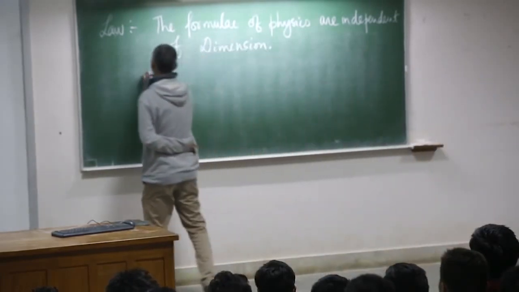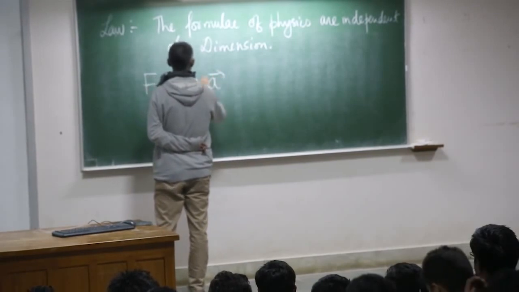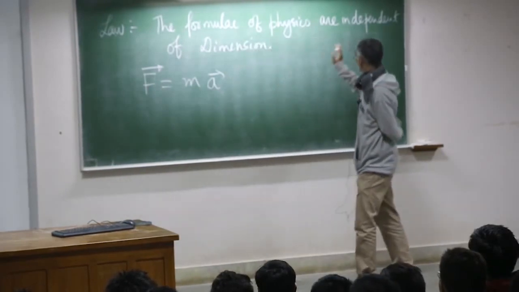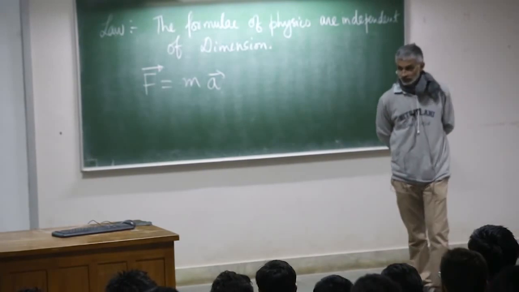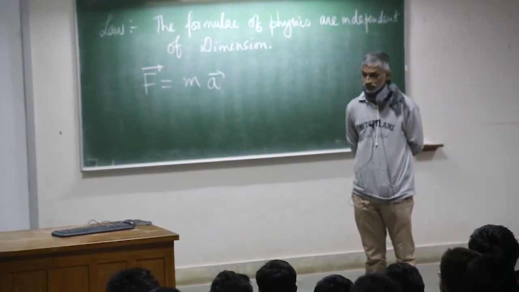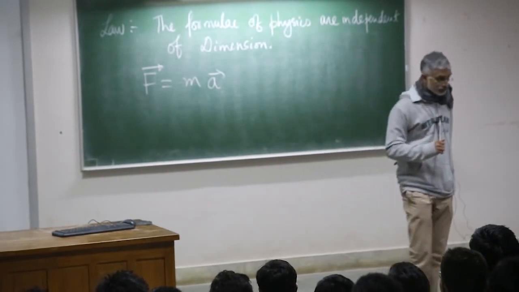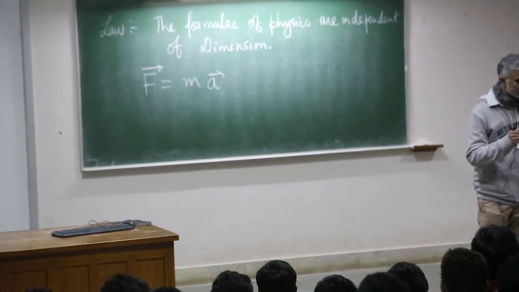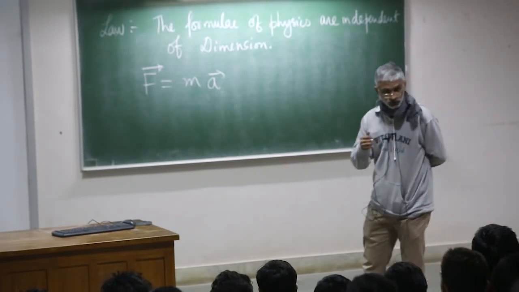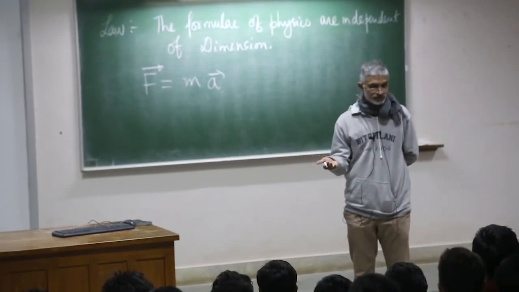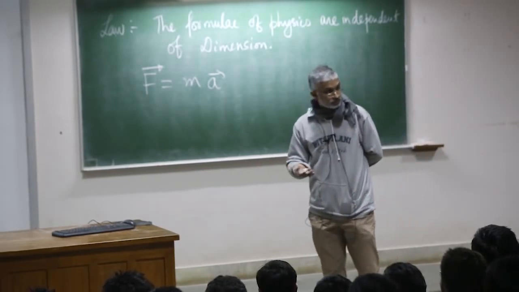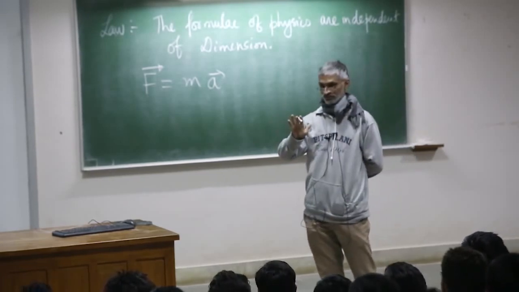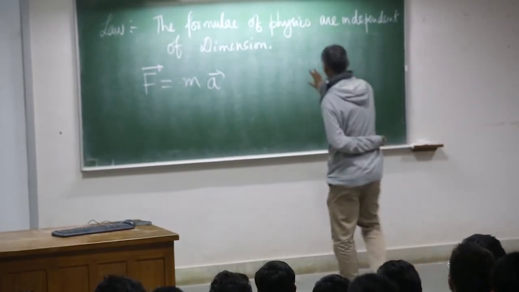So here is a physical law. What we mean by saying that this physics formula does not depend on dimensions is as follows. If I give you an examination in which you are supposed to use this formula, I wouldn't worry too much about what? About the units that you're going to use. You can use, if you want, CGS units. If you want, you can use SI. But what is going to remain the same? The formula. That's the simple meaning of this statement.